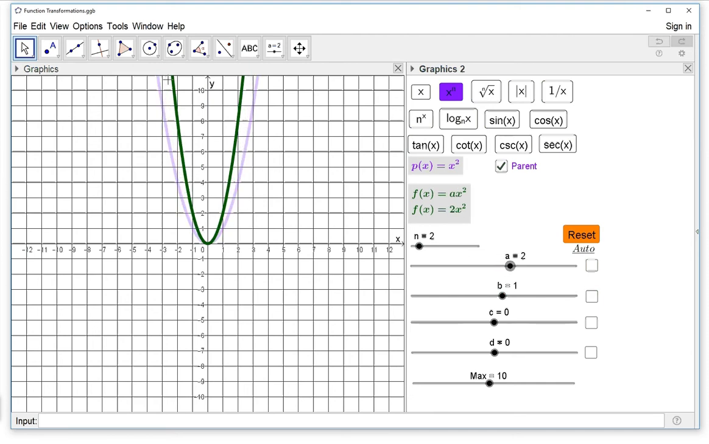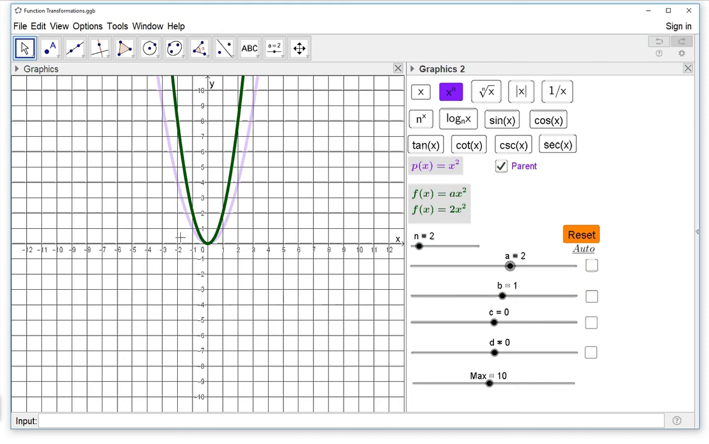Now, as you can see, our green function, our transform function, the y values went up from the parent function, and that's why we call it a vertical stretch. It could be viewed as a horizontal shrink because the x values went in, and that's one way of looking at it. But notice that the 2 is multiplying the y values. The x squared gives you the y value, right? So the 2 is multiplying those to get you new y values. And notice too that every y value doubled given the same x value.